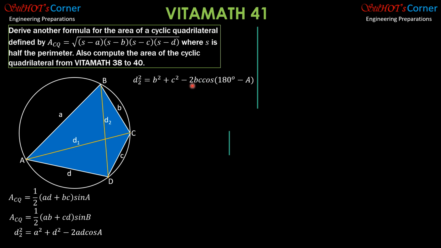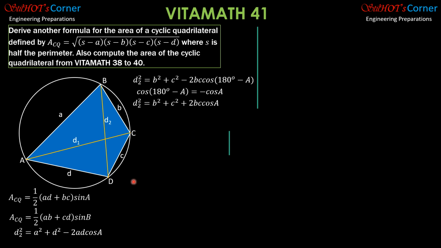So negative cosine of A times negative 2bc becomes positive 2bc cosine of A. So diagonal 2 squared is equal to, so that's the expansion of cosine of 180 minus A, negative cosine of A. So this equation becomes diagonal 2 squared equals b squared plus c squared plus 2bc cosine of A.